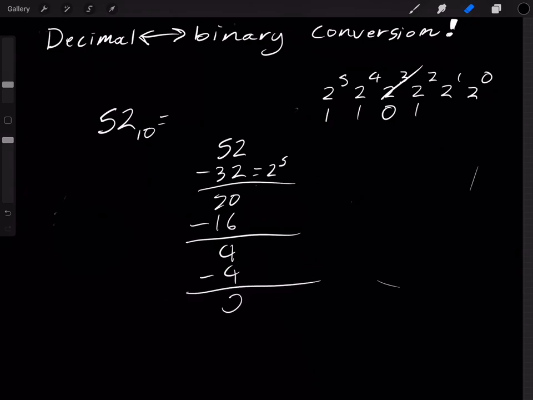4 minus 4 is 0. 2 to the 1 is 2. 2 does not go into 0, so that doesn't work. And 2 to the 0 is 1, and 1 does not go into 0, so you know that doesn't work. So the number 52 base 10 is equivalent to 1, 1, 0, 1, 0, 0 base 2.